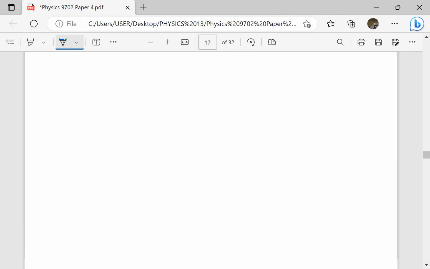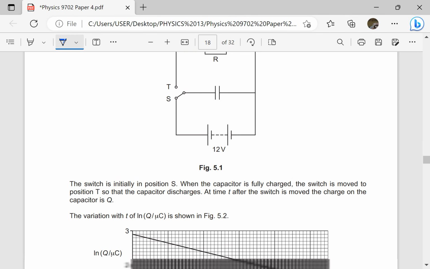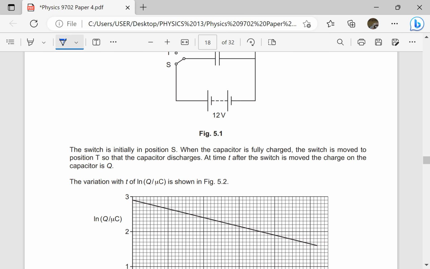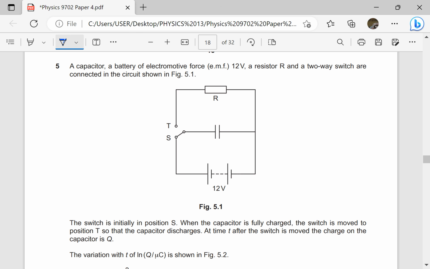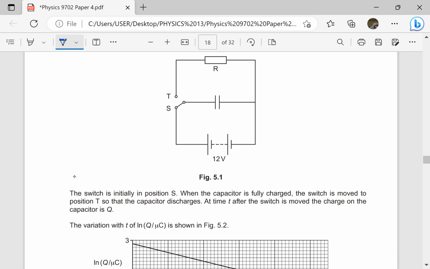Okay, another blank page. A capacitor, a battery of EMF 12 volts, a resistor R, and a two-way switch are connected in the circuit as shown in the figure. Remember, when the capacitor is fully charged, the PD across it is the same as the PD across the battery. That one you should note.